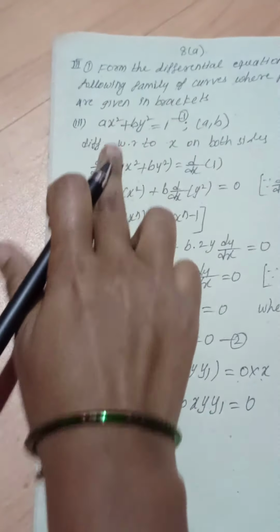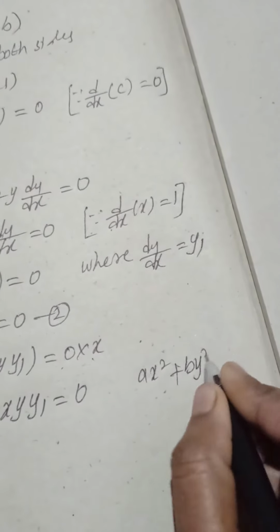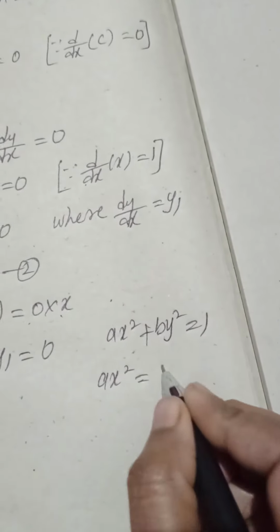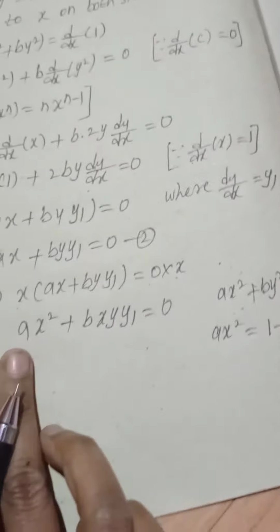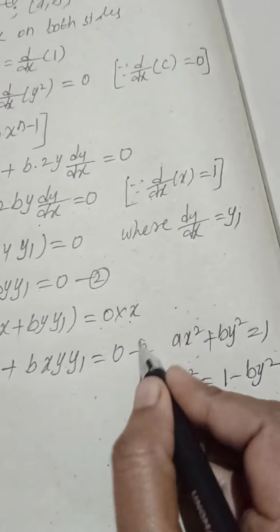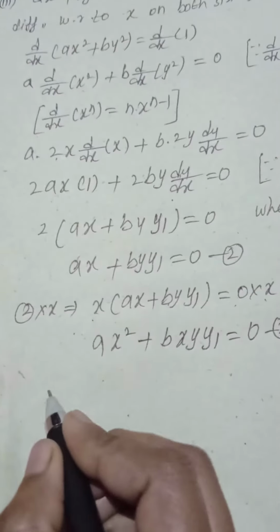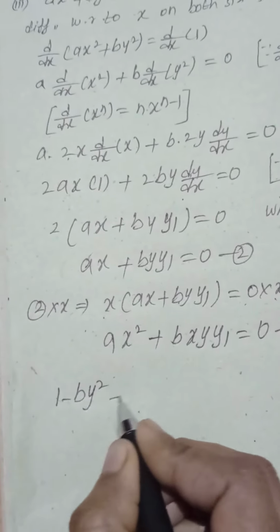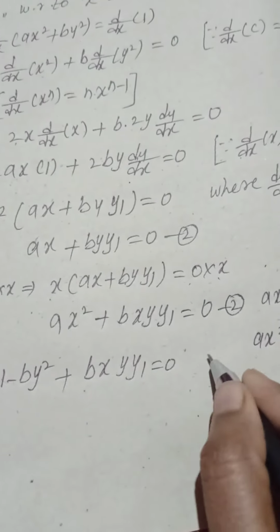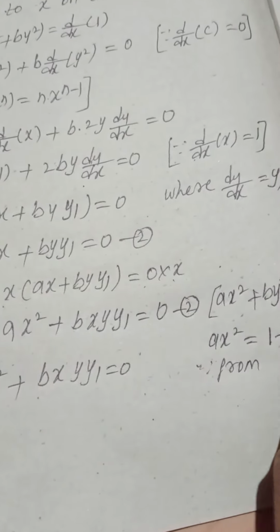So from equation 1, ax square plus by square equal to 1. Find ax square value from this equation: 1 minus by square. So substitute ax square value in equation 2. This is equation 2. ax square value is 1 minus by square. So 1 minus by square plus bx y1 equal to 0, from equation 1.